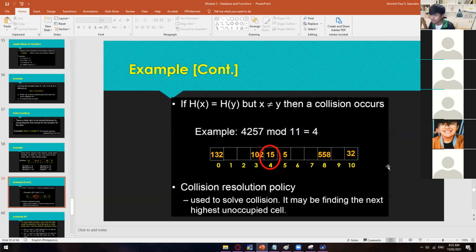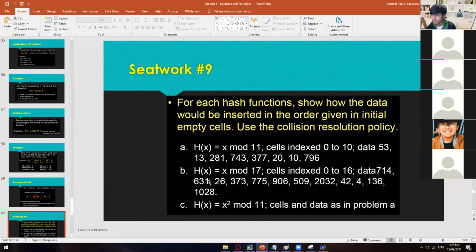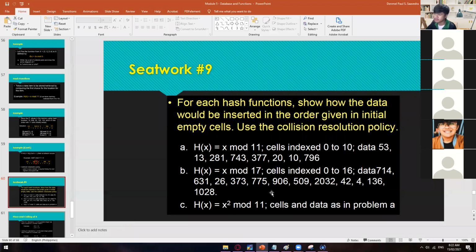So were you guys able to get this one so far? Yes, sir. All right. So once you're done with those examples, then again, you may now start answering this seat work number 9. Okay. So I will leave this one to you now.